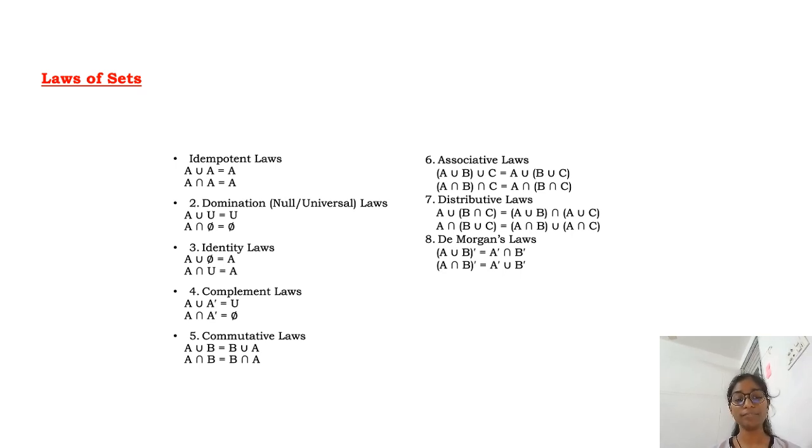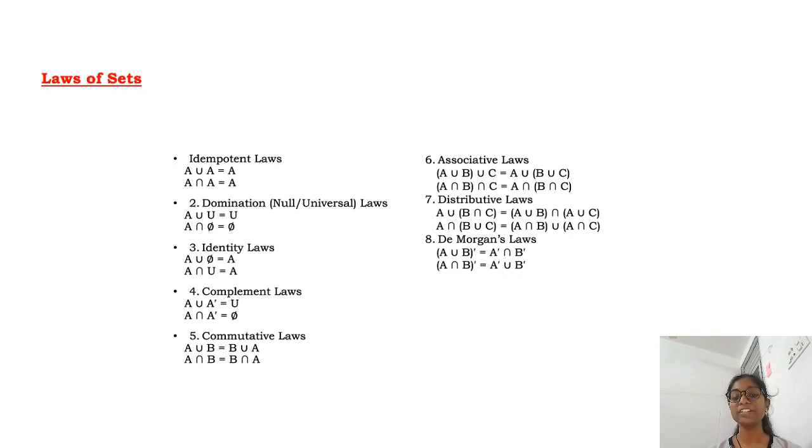Identity laws. A union phi equals A. A intersection U equals A. Complement laws. A union A bar equals the universal set and A intersection A bar equals phi. Commutative laws. A union B equals B union A and A intersection B equals B intersection A. Associative laws. A union B union C equals A union (B union C). A intersection B intersection C equals A intersection (B intersection C).